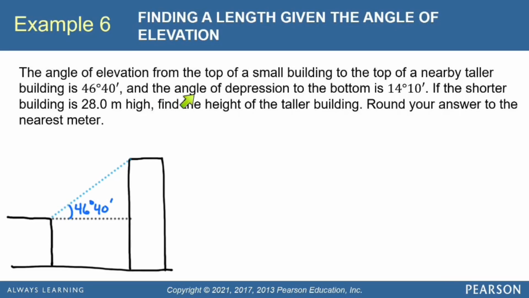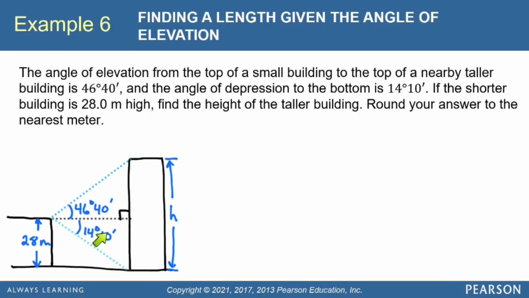And then it says the angle of depression to the bottom is 14 degrees and 10 minutes. So here's our horizontal, and we know the angle of depression is measured down. So let's draw that imaginary line from the top of the smaller building to the base of the taller building. And this angle of depression is 14 degrees and 10 minutes. And it says the smaller building is 28 meters high, so we can label that. And it says find the height of the taller building. So we're interested in finding this height right here.